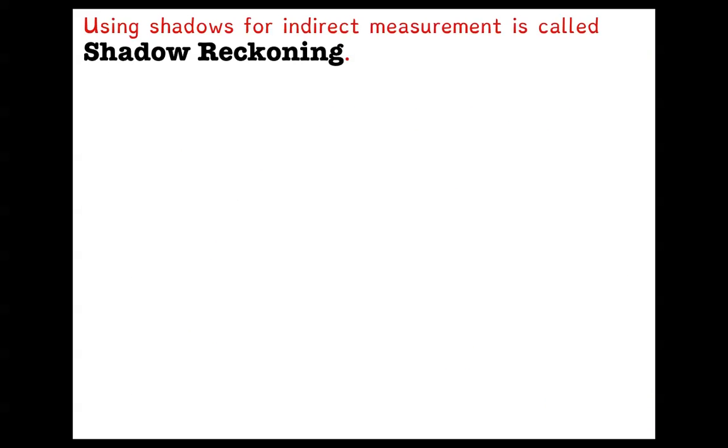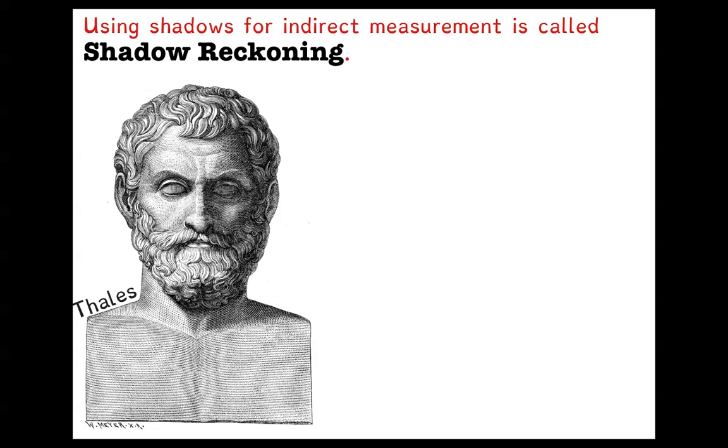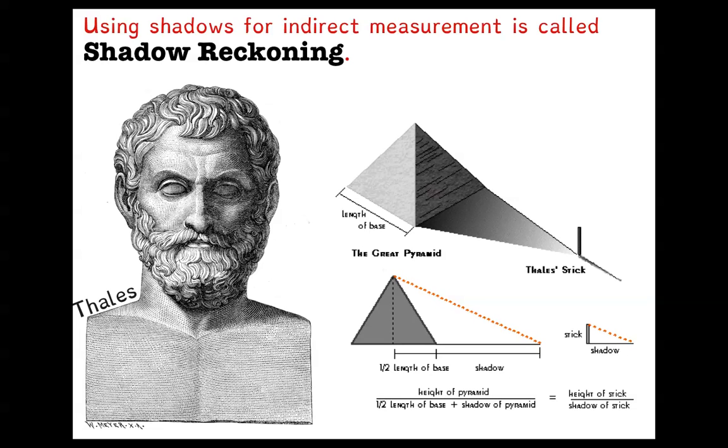And when you use shadows to do it, it's a special kind of indirect measurement called shadow reckoning, which is kind of a cool phrase. Anyways, the first person that we know of in human history who performed shadow reckoning was an old dead Greek guy named Thales. And Thales lived about 2,600 years ago. So a long, long, long time ago, Thales really impressed people by finding the height of one of the great pyramids of Egypt. But of course, he didn't measure it directly. He just used shadow reckoning to find the height of the pyramid.